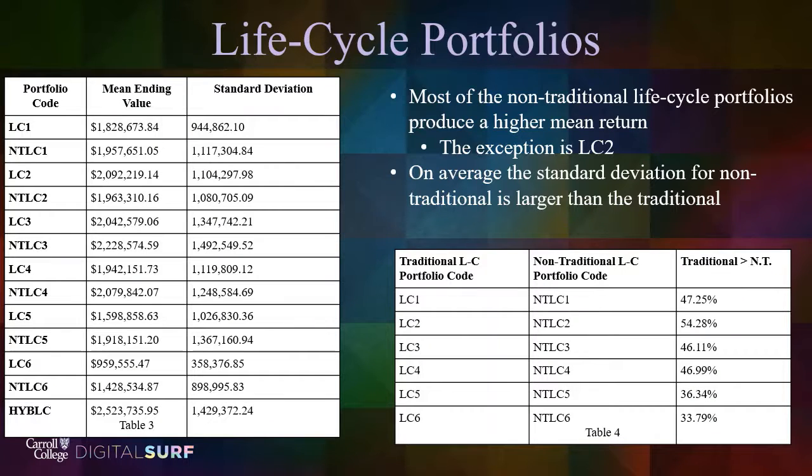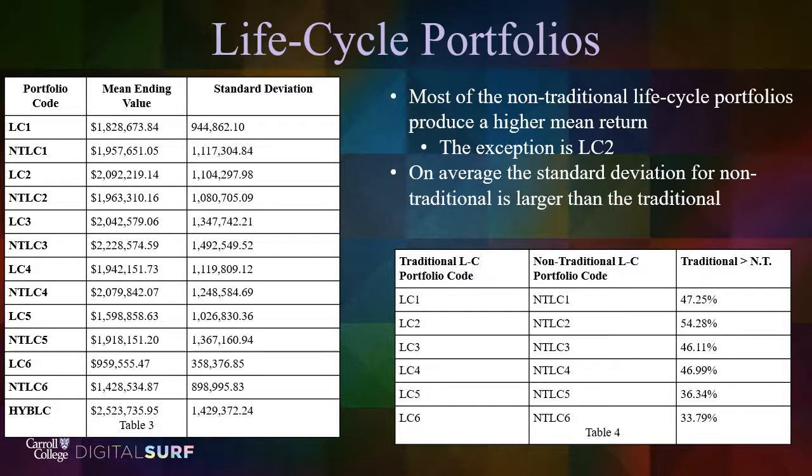Table 3 shows the mean ending values and the standard deviation for all the lifecycle portfolios used in this study. Note that if the portfolio code has an NT before it, that lifecycle contains non-traditional assets, which are commodities, real estate investment trusts, and high-yield bonds. From this table, we can see that on average, the mean ending value for the non-traditional lifecycle portfolios is higher than the traditional lifecycle portfolios. The exception is Lifecycle 2, which has a higher return than non-traditional Lifecycle 2.